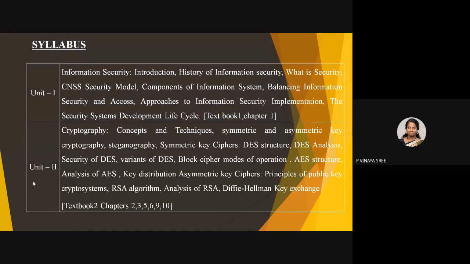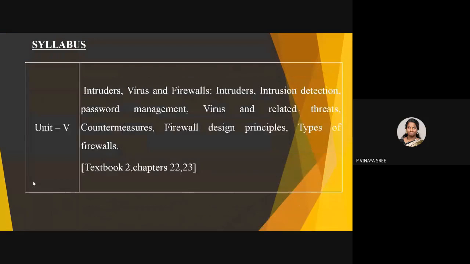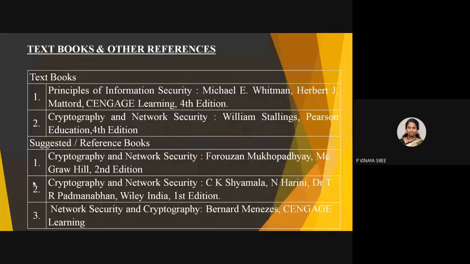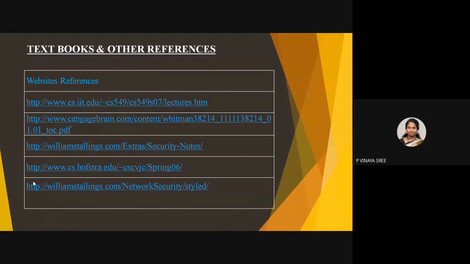For the remaining units, we have to follow textbook 2, which is Cryptography and Network Security by William Stallings. The suggested reference books are these other reference books, Cryptography and Network Security by Forouzan, and the remaining two. These are also some website links.